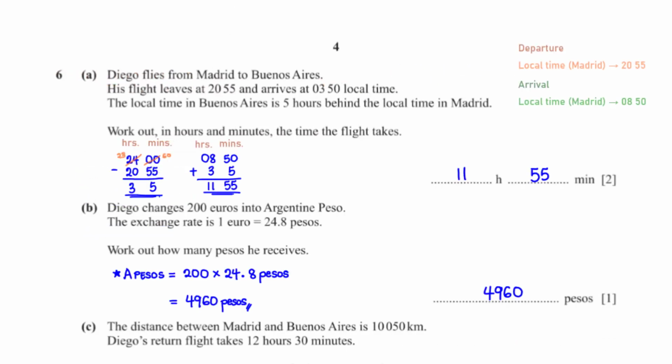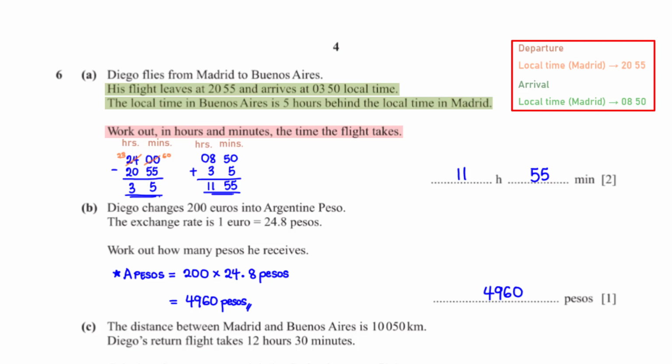Diego flies from Madrid to Buenos Aires. His flight leaves at 20:55 and arrives at 3:50 local time. The local time in Buenos Aires is 5 hours behind the local time in Madrid. Work out in hours and minutes the time the flight takes.